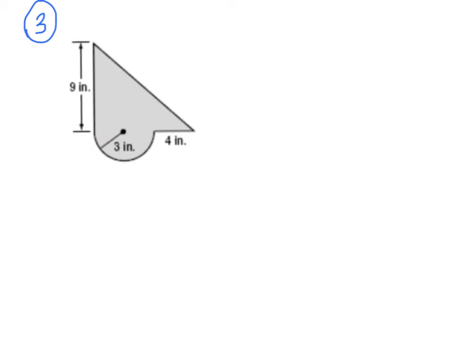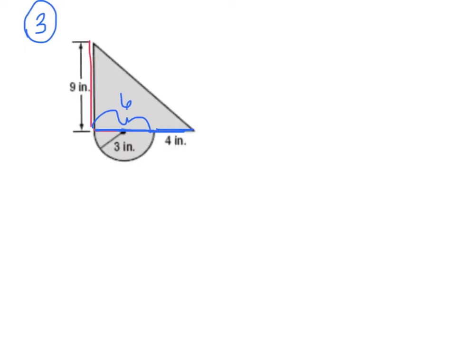We have a triangle and a circle here. So we are trying to put both the triangle and the half circle together. So we know this side is 9. This little part right here is 4. And then we have this radius, which is 3, which means this side is 3. So this altogether is 6.